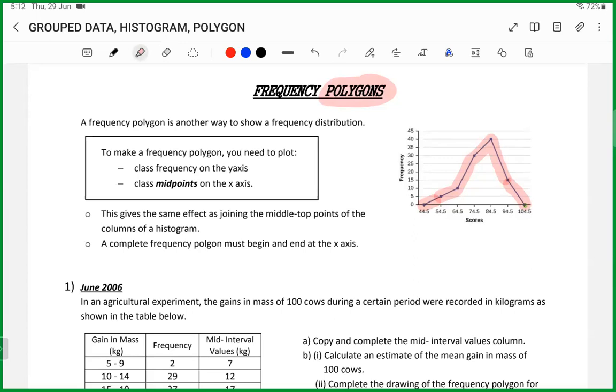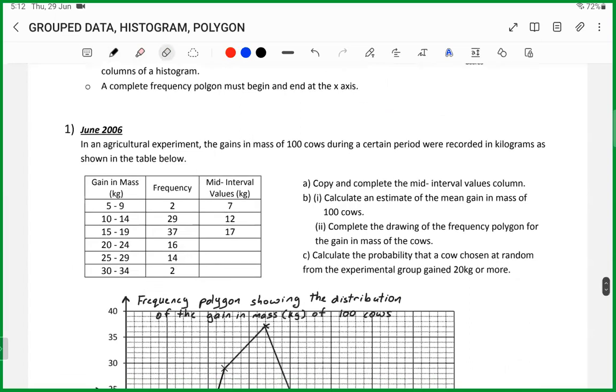So if I were just to draw a line, that is not a polygon. Connecting it to the x-axis makes it a polygon. It's closed now when I connect it to the x-axis. And how do I connect it to the x-axis? I just follow the trend in the class midpoint. So if I was plotting like 54.4, 64.4, etc., I just follow the trend in the midpoints and that tells me how to connect it back to the x-axis. If you're a little bit confused, don't worry. When we actually practice the question, it will hopefully get a little bit clearer.